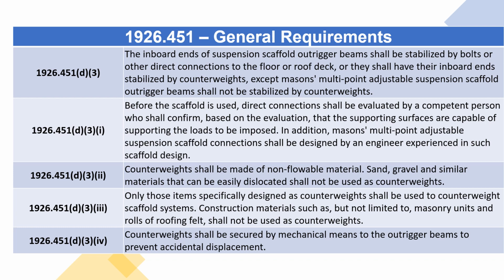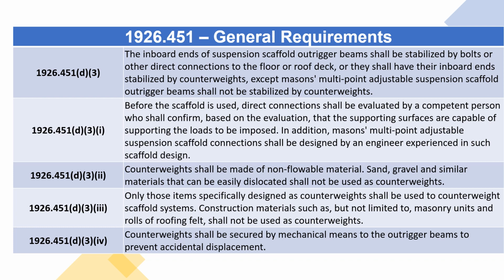1926.451(d)(3): The inboard ends of suspension scaffold outrigger beams shall be stabilized by bolts or other direct connections to the floor or roof deck, or they shall have their inboard ends stabilized by counterweights, except Mason's multi-point adjustable suspension scaffold outrigger beams shall not be stabilized by counterweights. 1926.451(d)(3)(i): Before the scaffold is used, direct connections shall be evaluated by a competent person who shall confirm, based on the evaluation, that the supporting surfaces are capable of supporting the loads to be imposed. In addition, Mason's multi-point adjustable suspension scaffold connections shall be designed by an engineer experienced in such scaffold design.